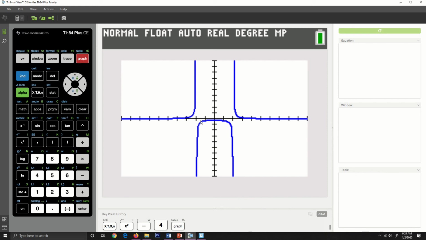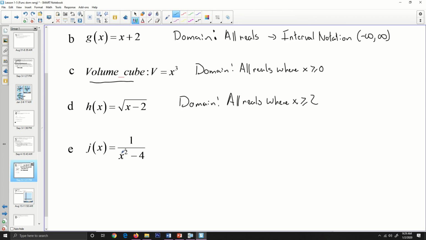And if I look at the graph, it looks to me like at -2 and +2, I've got something going on there. And so when I look at this particular case, if I plug in -2, -2 times -2 is +4. 4 minus 4 is 0. 1 divided by 0 is undefined. The same thing happens at 2. 2 squared is also 4, and I'll get a 0 in the denominator. So the domain of this thing is going to be all reals where x is not equal to +2 or -2. And that's going to be my domain.